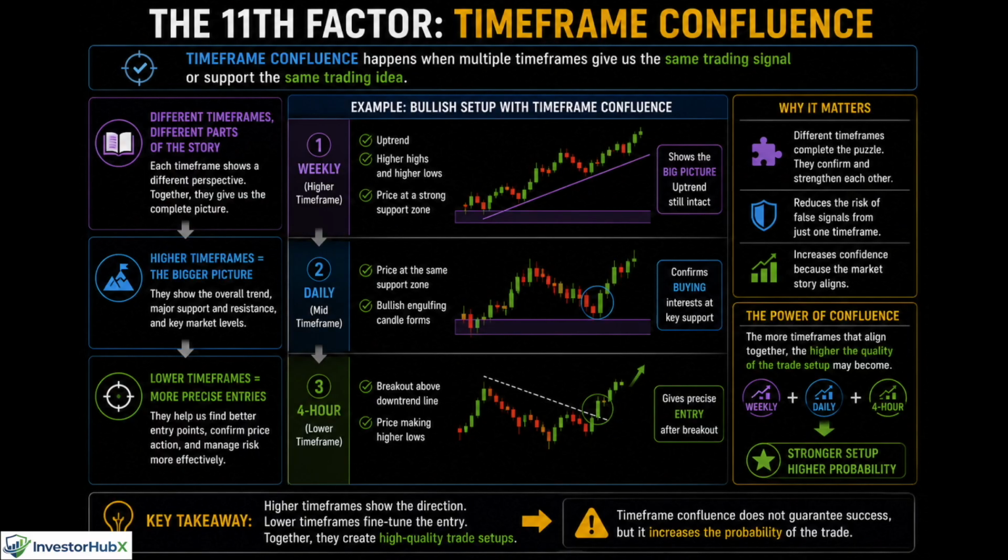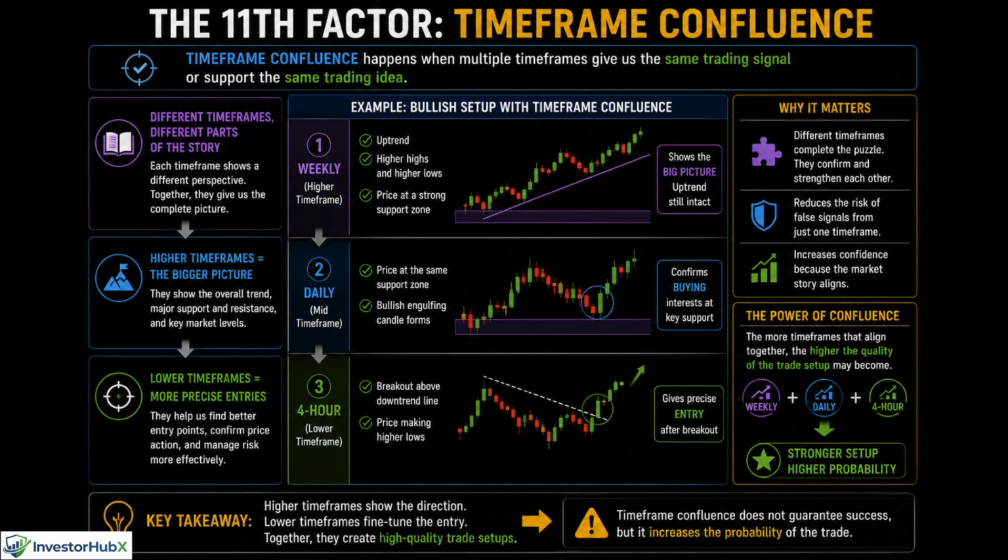The 11th factor is time frame confluence. Time frame confluence happens when multiple time frames give us the same trading signal or support the same trading idea. This is important because different time frames tell different parts of the story. Higher time frames help us see the bigger picture, while lower time frames help us find more precise entry points. The more time frames that align together, the higher the quality of the trade setup may become.